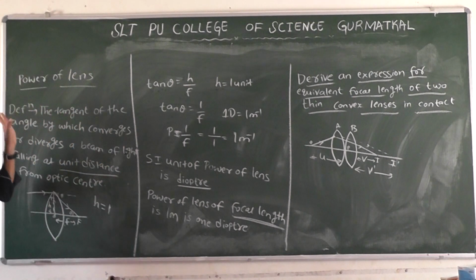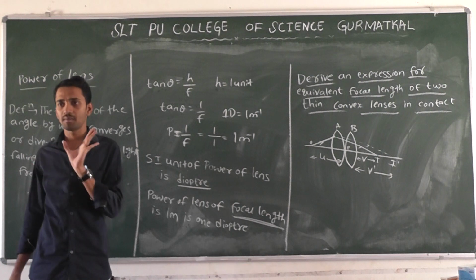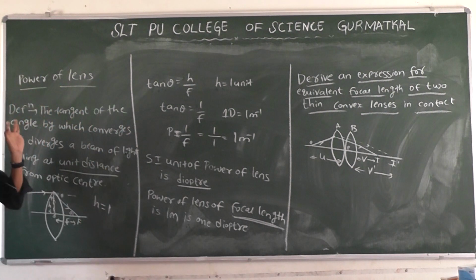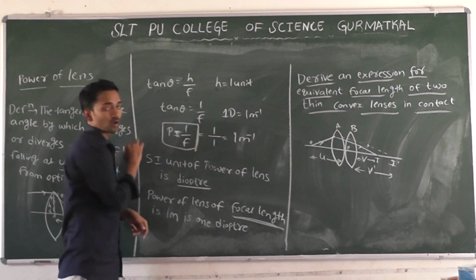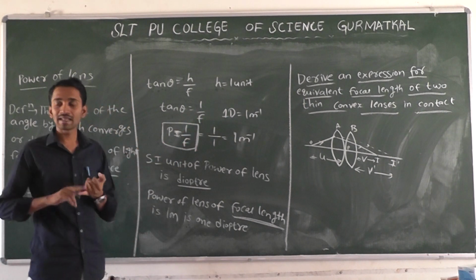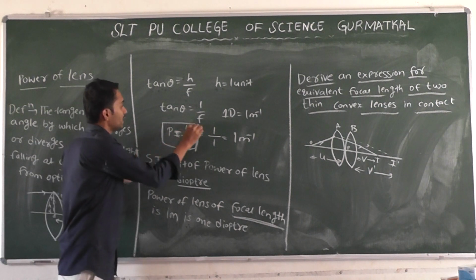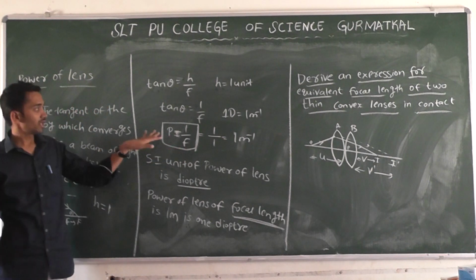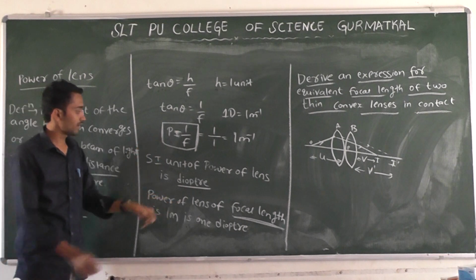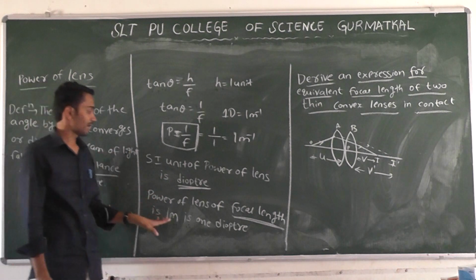See the definition. Power of a lens is the ability to converge or diverge rays of light. In the examination they will ask what is the power of a lens, so write that statement, or they will ask how power of a lens is related to focal length. Power of a lens is inversely proportional to focal length. They will ask this relation for 1 mark, or the definition for 1 mark, or 1 diopter for 1 mark.